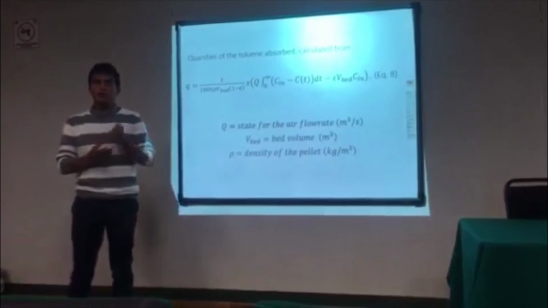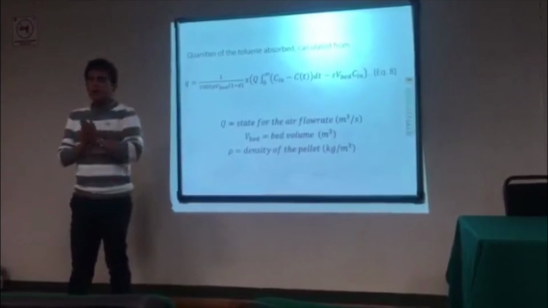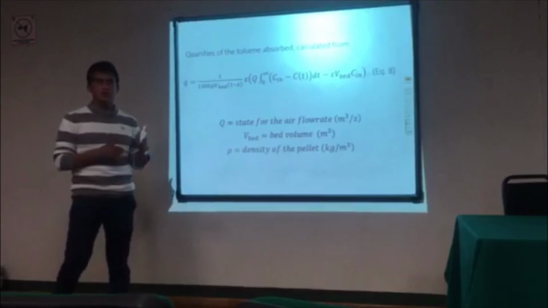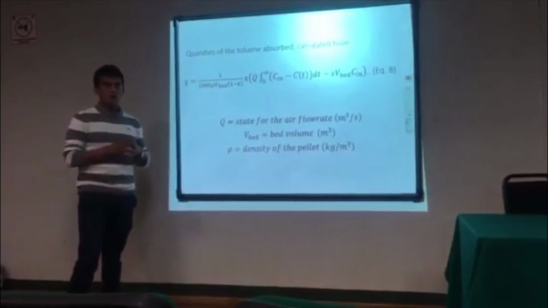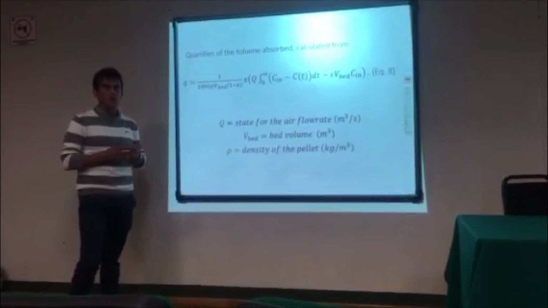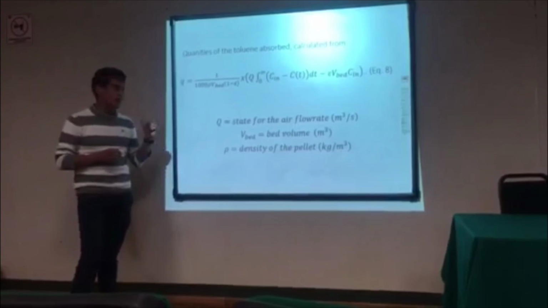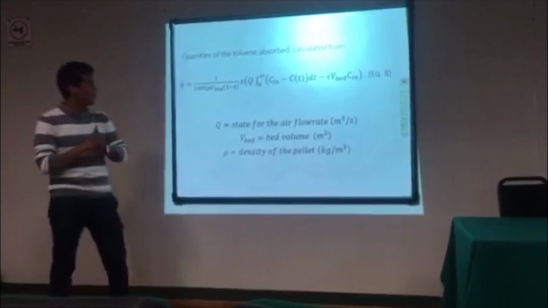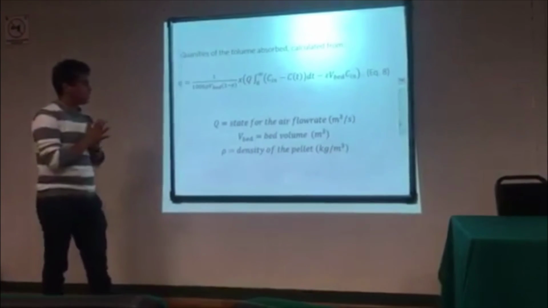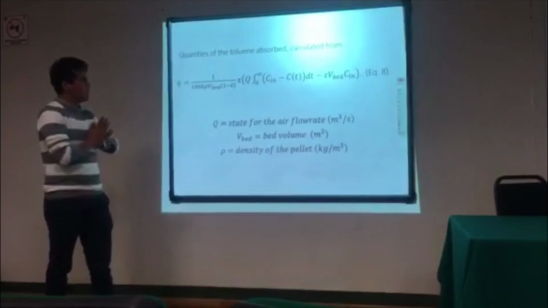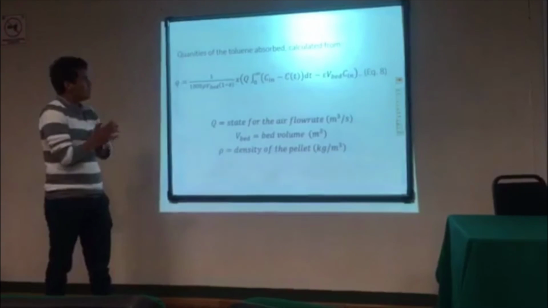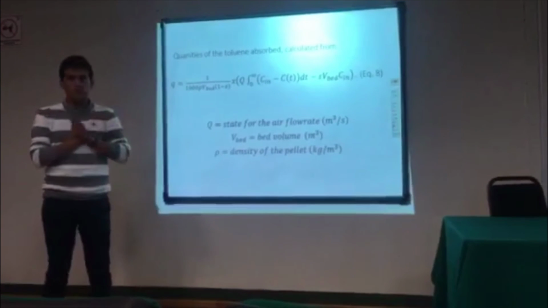Well, quantities of the toluene absorbed are calculated from the next equation. The Q is the airflow rate, V is the bed volume, and rho is the density of the pellet. This equation is how we can plot the absorption.